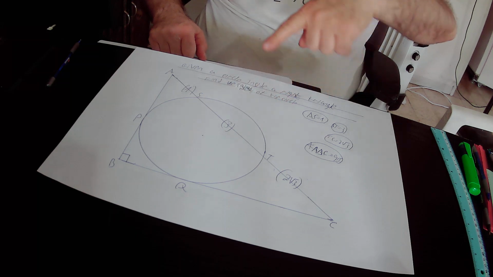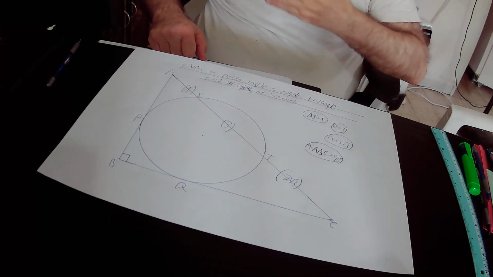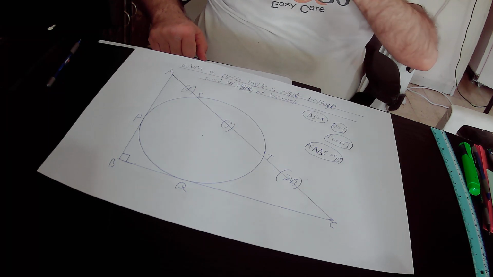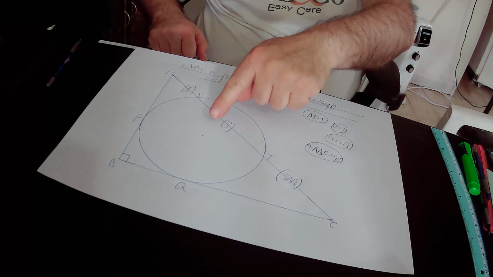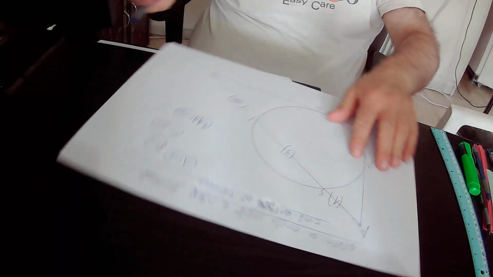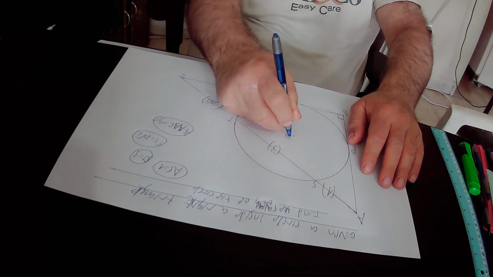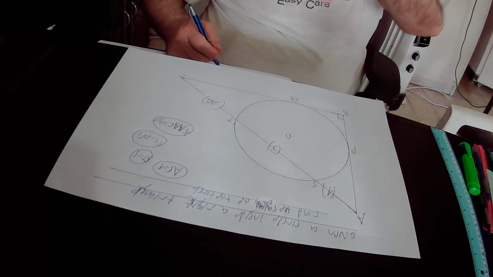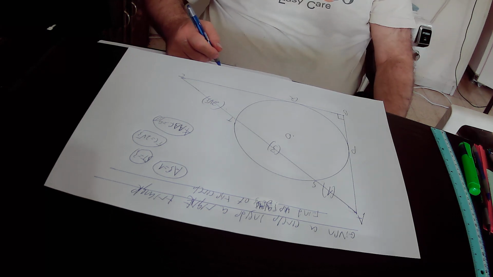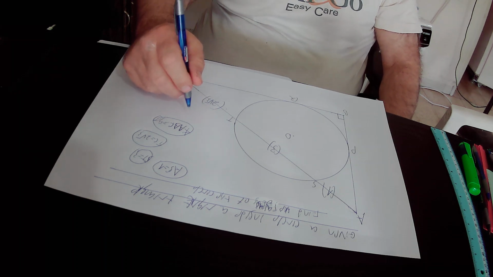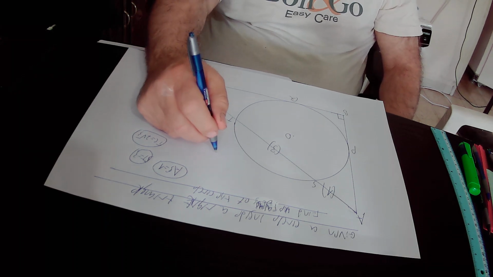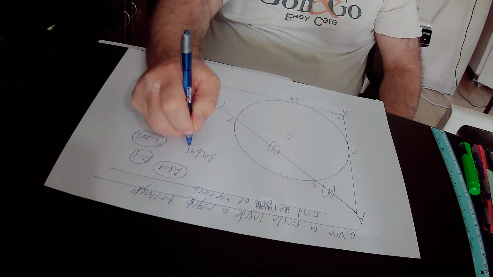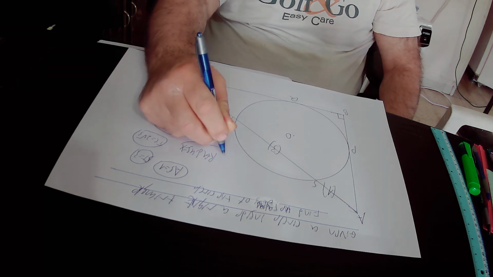Inside this right triangle ABC we have this circle, and our mission is to find the radius of this circle. First of all, we will define the center of this circle, this point, as O. And we define the radius of this circle, the radius that we are looking for in this question, as x. So our mission is to find the value of x.